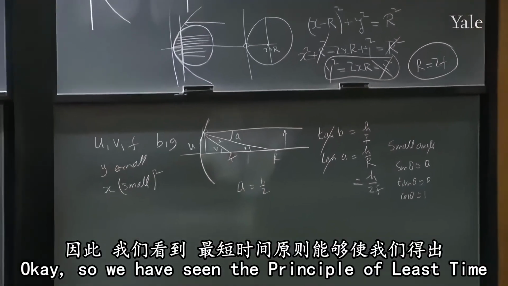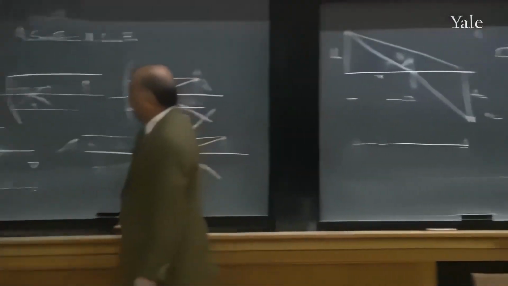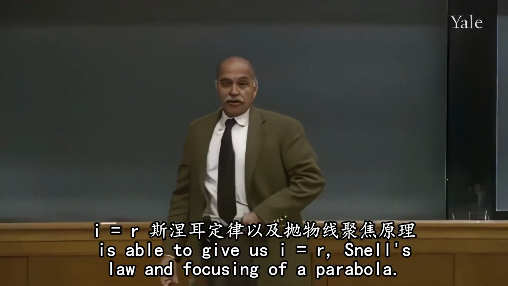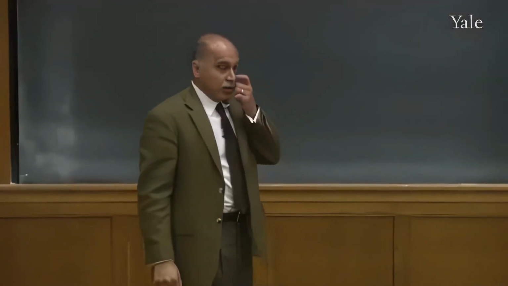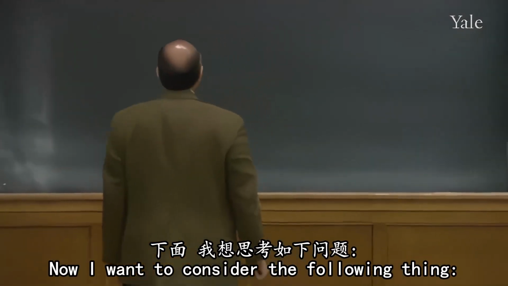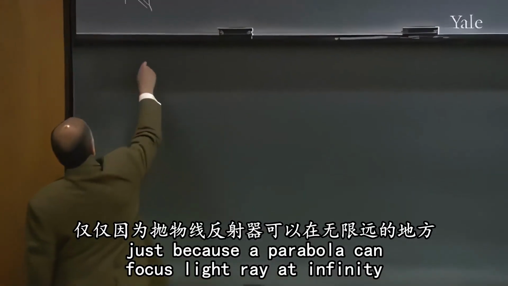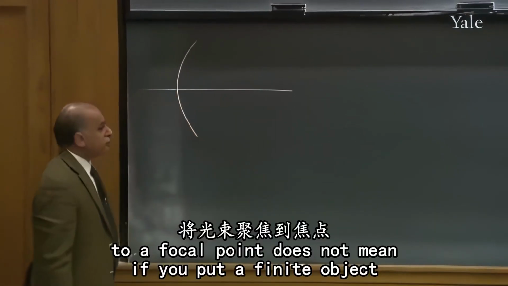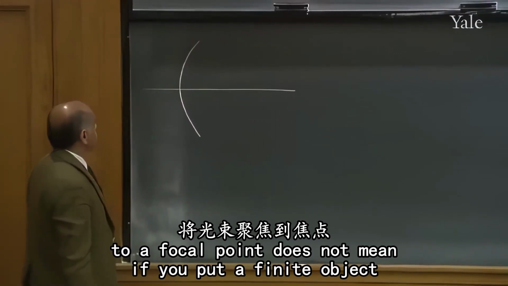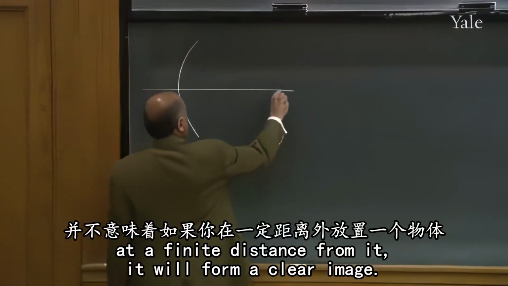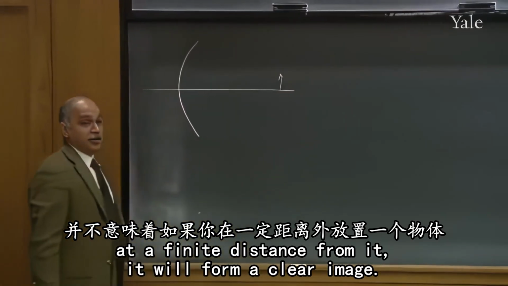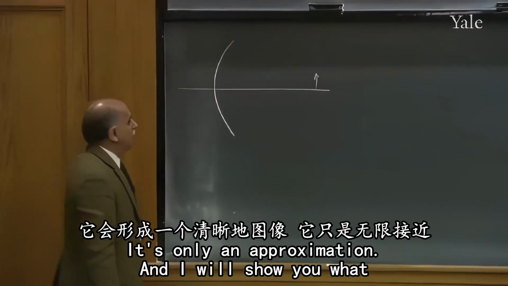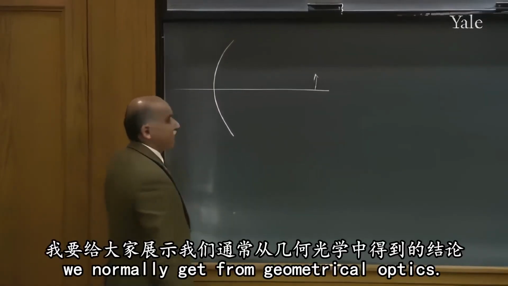Okay, so we have seen that the principle of least time is able to give us i equal to r, Snell's law, and focusing of a parabola. Now I want to consider the following thing. Just because a parabola can focus a light ray at infinity to a focal point does not mean if you put a finite object at a finite distance from it, it will form a clear image. It's only an approximation. And I will show you what we normally get from geometrical optics.